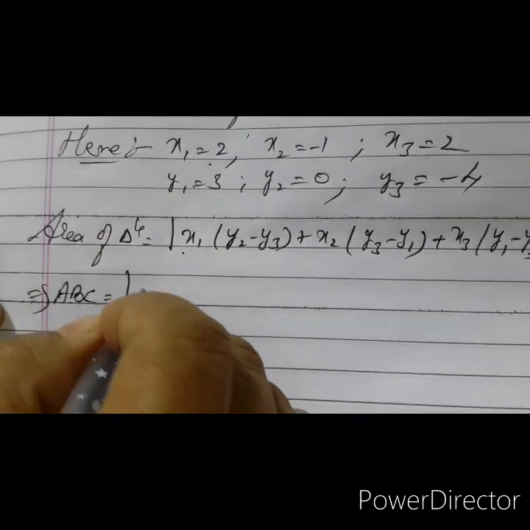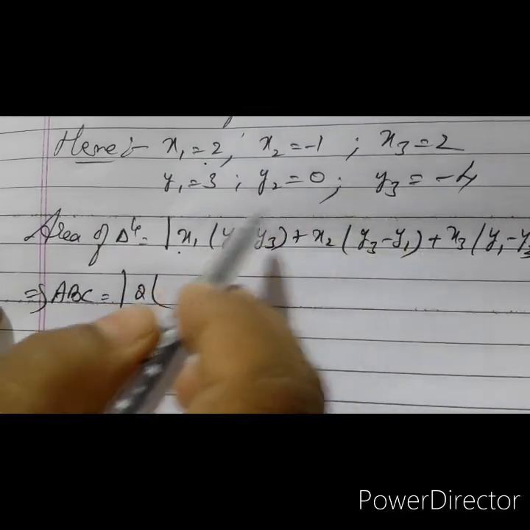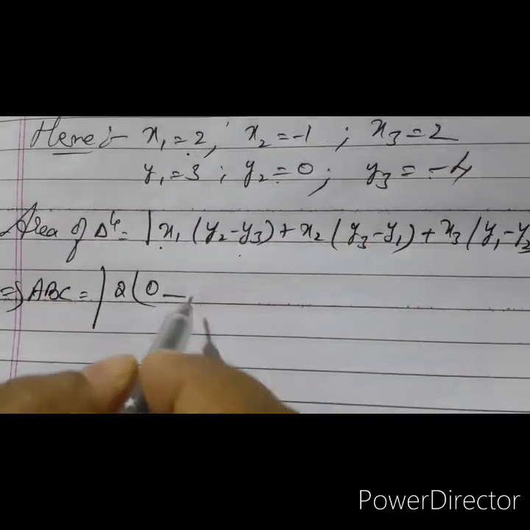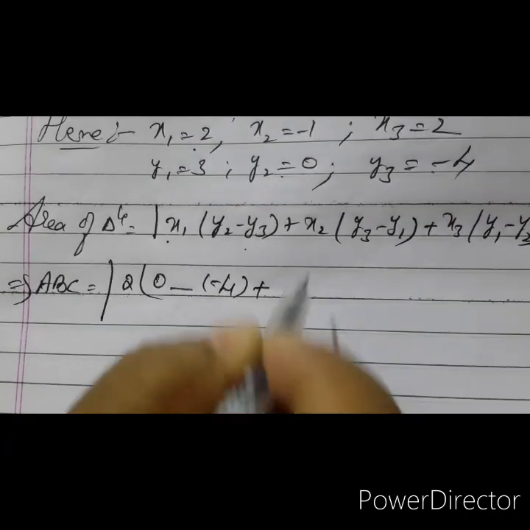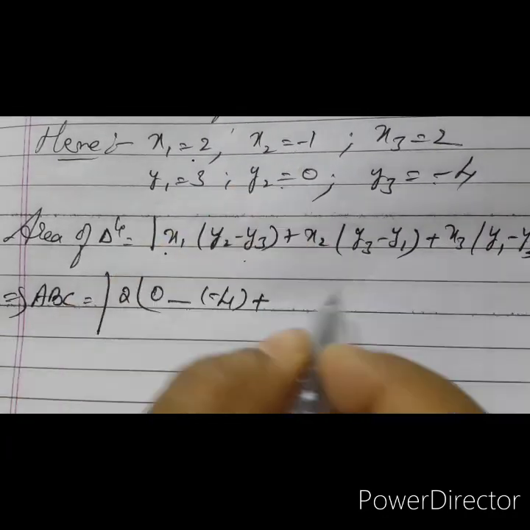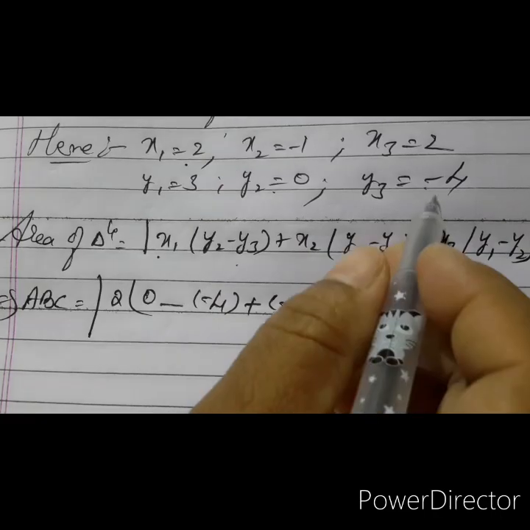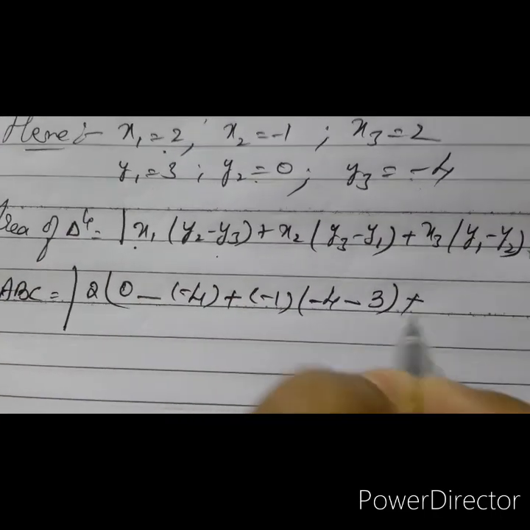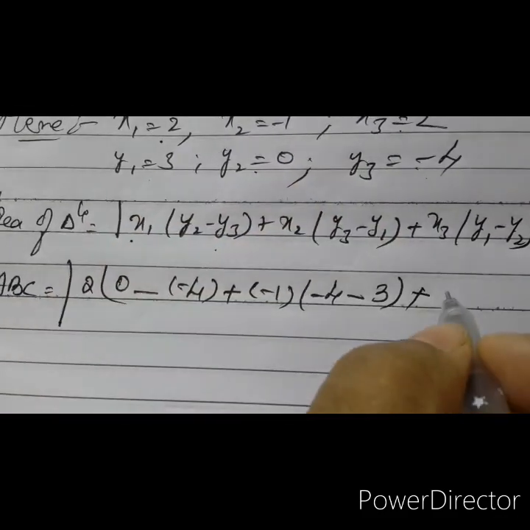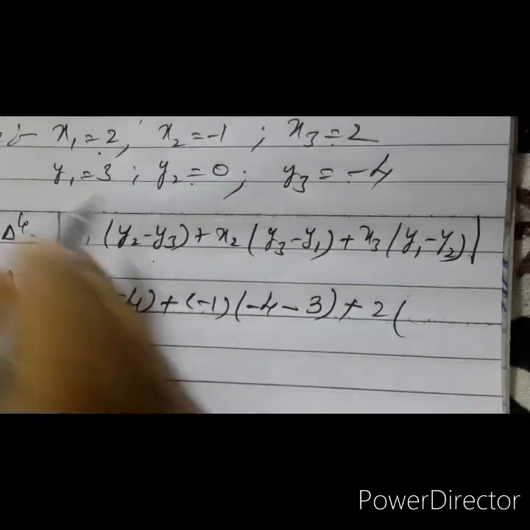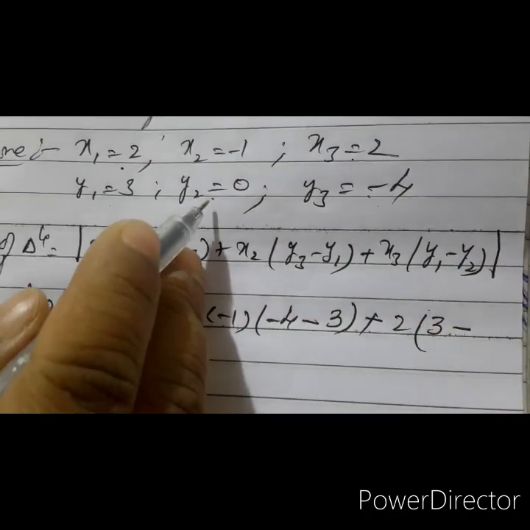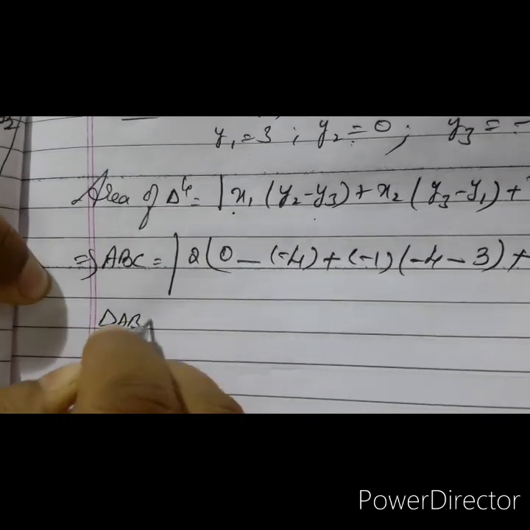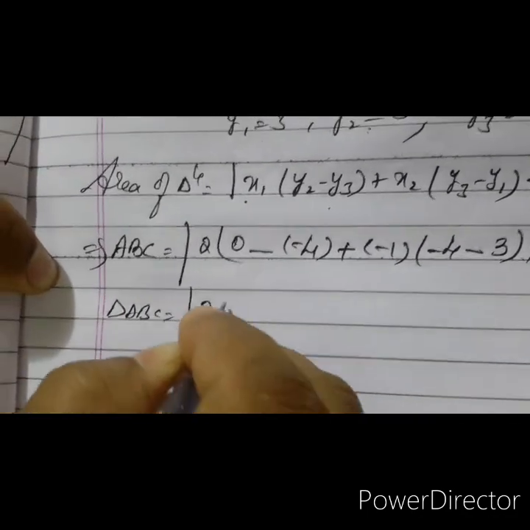x1, what is x1? 2. 2 into, what is y2? See here, y2 is 0. 0 minus, what is y3? Minus 4, plus x2. What is x2 here? Minus 1. What is y3? Minus 4 minus, what is y1? 3, plus x3. What is x3? 2. What is y1? 3 minus, what is y2? 0. Substitute these values.